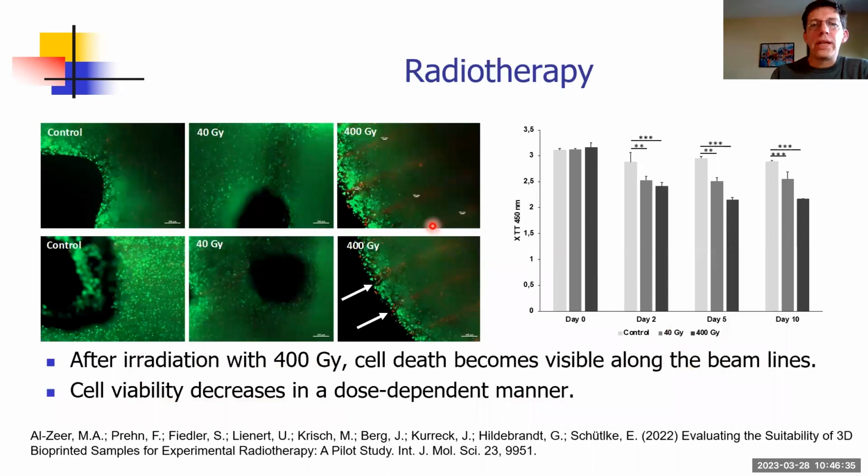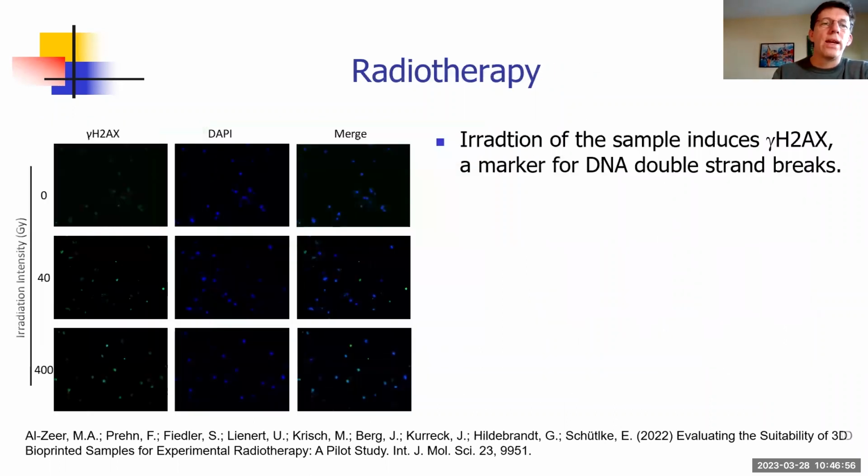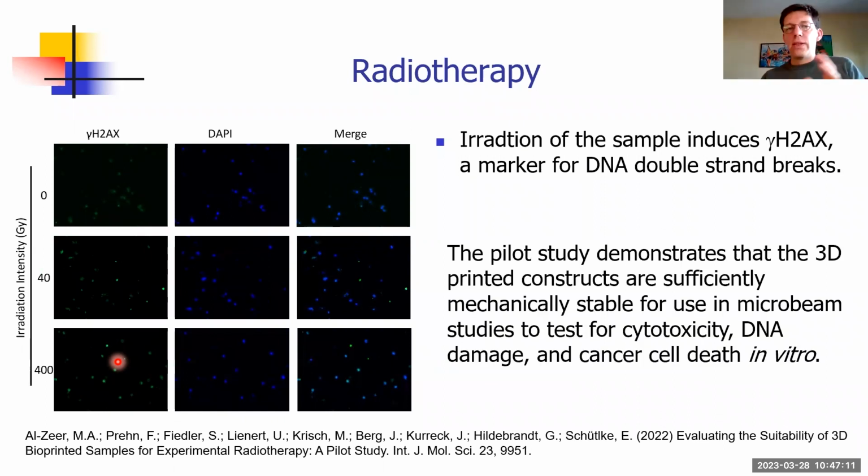And what you can see here in the live dead stain is that you can really see where the beam goes through the model. So you see the red cells and the lack of green cells in the beam line. And this is quantitatively evaluated, showing that we have a reduced metabolic activity in the treated cells. And what we also find is induction of gamma H2AX, which is a marker for a repair enzyme that is expressed to repair double-strand breaks that are induced by the radiation. So this is only a pilot study.